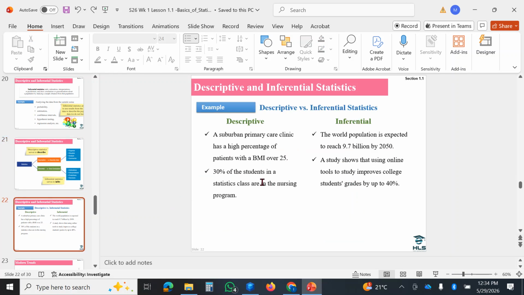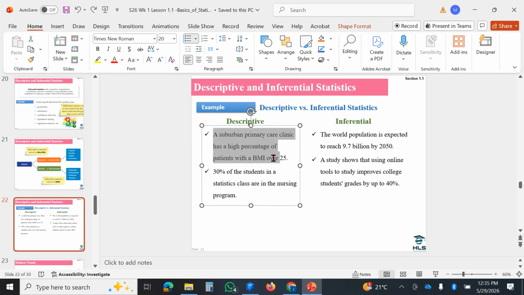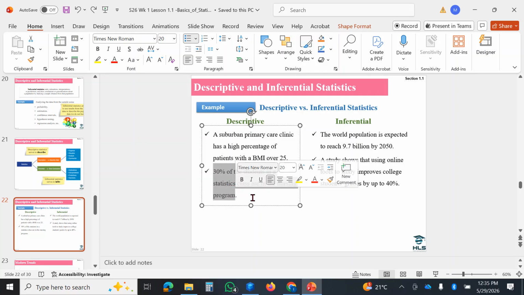Some more examples here. They're great. Descriptive: a suburban primary care clinic has a high percentage of patients with a BMI over 25. It's stating something. 30% of the students in the statistics class are in the nursing program. Stating something, that's descriptive. Inferential: the world population is expected to reach 9.7 billion by 2050. You see the difference here?